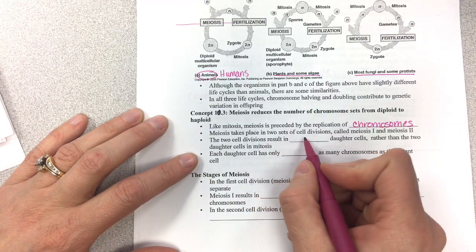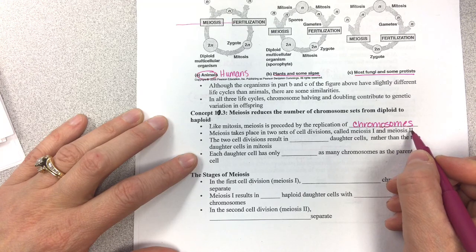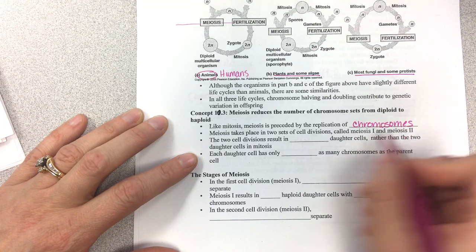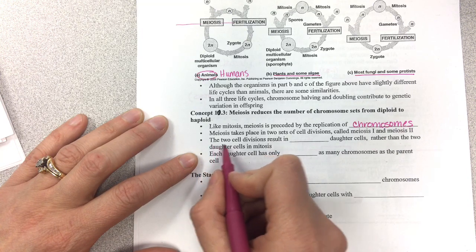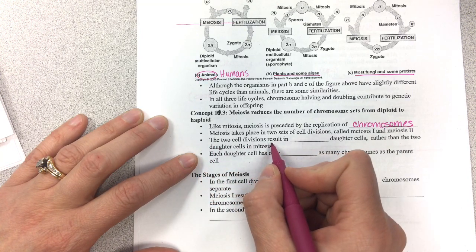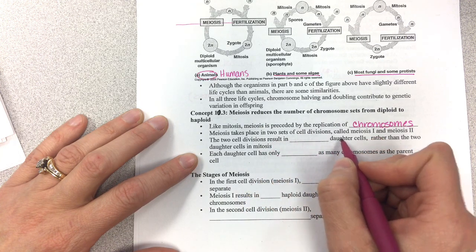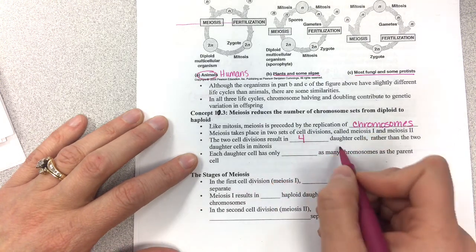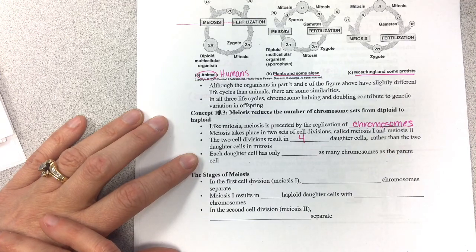Meiosis takes place in two sets of cell division. They're called meiosis 1 and meiosis 2, and I had gone over that with you a little bit on that one drawing on the back of the mitosis drawing, the big drawing sheet that we did. The two cell divisions result in how many cells? Do you remember how many cells at the end of meiosis? There are 4 daughter cells rather than the 2 daughter cells in mitosis.